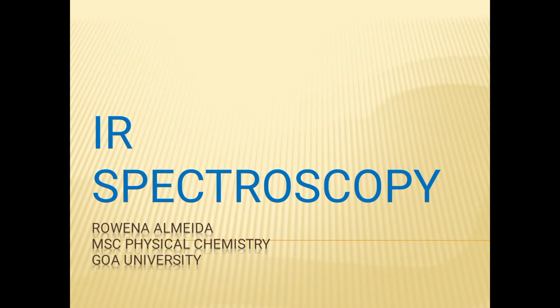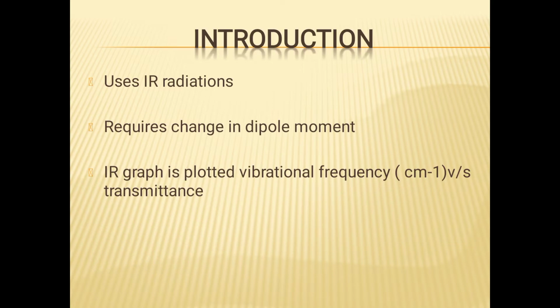So in the previous video we studied UV visible spectroscopy and now we are going to deal with IR spectroscopy. So let's get started. First of all, the introduction. IR spectroscopy uses IR radiation. The most important criterion for a molecule to be IR active is to have a change in the permanent dipole moment, and the graph of IR spectroscopy is plotted against vibrational frequency and transmittance.